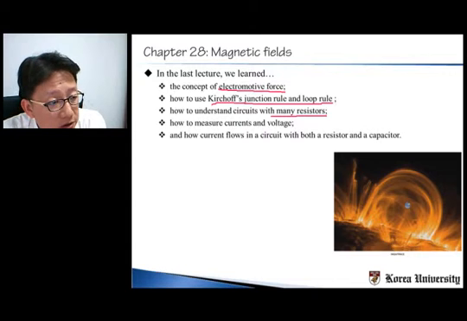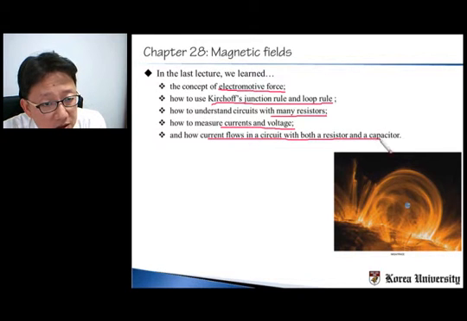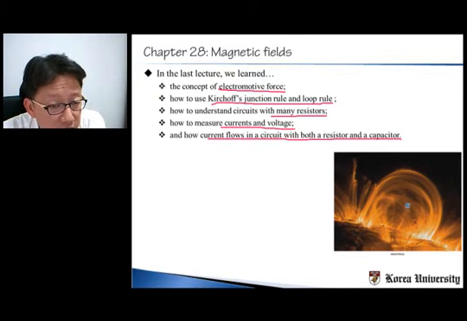Okay, and we also learned how to measure the current and voltage. For current, we use the ammeter, and for voltage, we use the voltmeter. And finally, we learned how current flows in a circuit with both a resistor and a capacitor. Can you remember what happened when there was a capacitor in a circuit? When you turn on the switch or turn off the switch, the current changed as a function of time. Okay, that was the effect of the capacitor. I hope you understood them all.